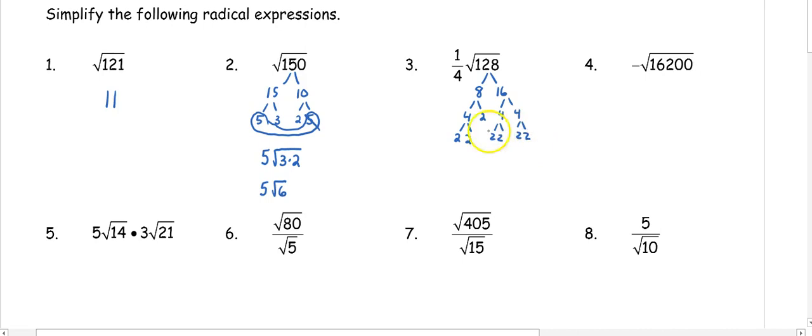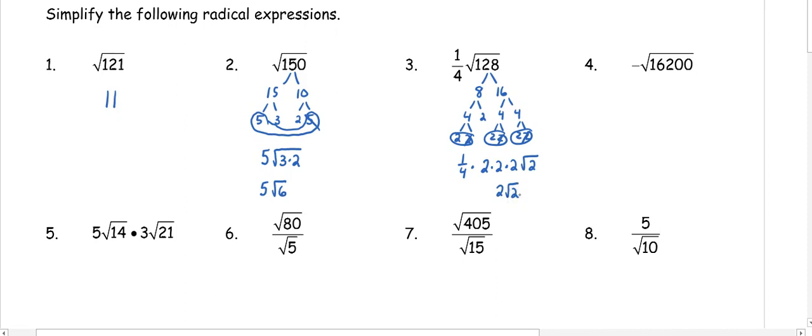So when I'm looking at my pairs, I have a pair of 2s, a pair of 2s, and a pair of 2s. There was already a number out front, so that coefficient of 1/4 is going to multiply with our pairs. So we would have 1/4 times 2 times 2 times 2. There's still a 2 left over, so under the radical is another 2. Now, when I multiply 1/4 times 2 times 2 times 2, I end up with 2 root 2.